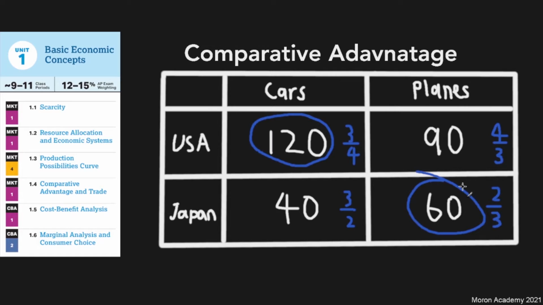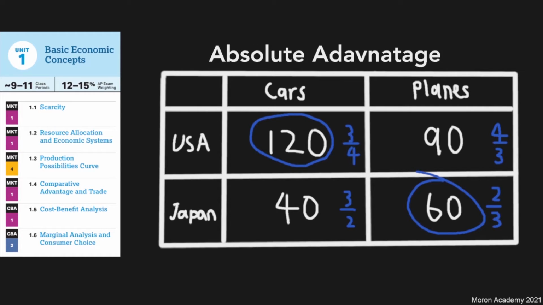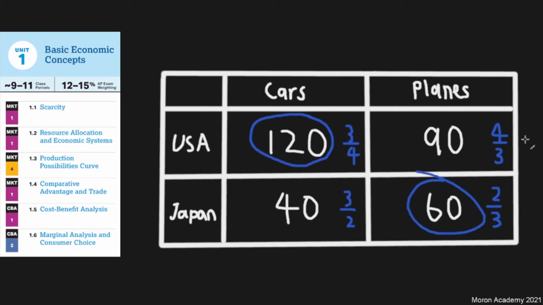But before I move on to the next step of going into the exact numbers of the trade, let me explain what absolute advantage is. Absolute advantage is super simple. It's literally just which country produces more in a given time frame. For this case, it will be the United States for both cars and planes, since 120 is more than 40 and 90 is more than 60. If we go back and look at the numbers over here, we can see that the numbers on the right side here are 4/3 and 2/3.